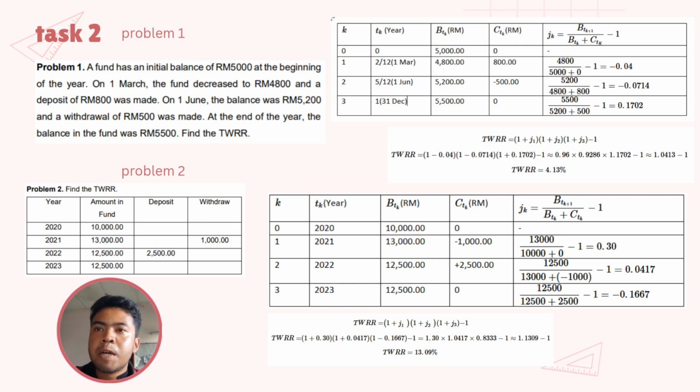Then for problem 2, we are given fund balance and transaction for the years 2020, 2022, 2023. Again, we calculate TWRR by breaking into yearly intervals and using the same formula. Using the formula for each year return J, we get J1 equal to 0.30, J2 0.0417, and J3 negative 0.1667. Now we compute in the TWRR formula, and we get 13.09%. So the TWRR for problem 2 is 13.09%.